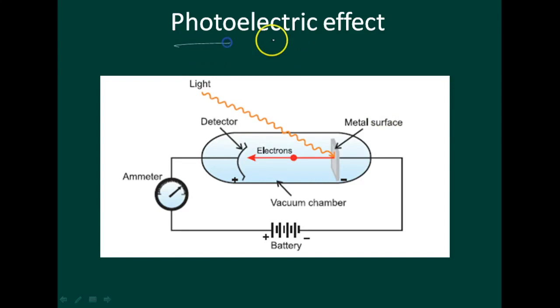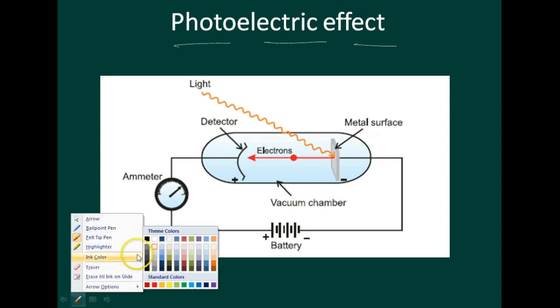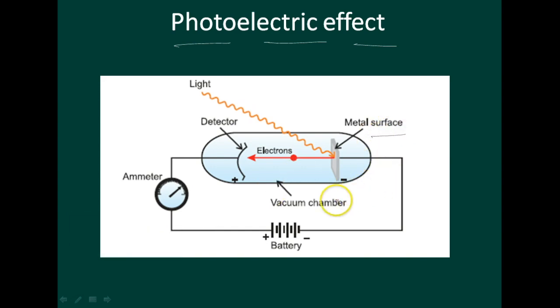The next topic is the photoelectric effect. What is the photoelectric effect? In 1887, the scientist Hertz performed a very interesting experiment in which electrons were ejected when certain metals were exposed to a beam of light. When a metal surface is exposed to a beam of light, as shown in this figure, the phenomenon is called the photoelectric effect.